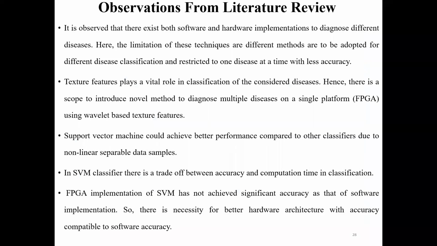So the observations that we can take from the literature are that both software and hardware implementations exist to diagnose different diseases. The limitation of these techniques is that different methods must be adopted for different disease classification, restricted to one disease at a time with a little compromise in accuracy. And texture features play a vital role in classification of the considered diseases.